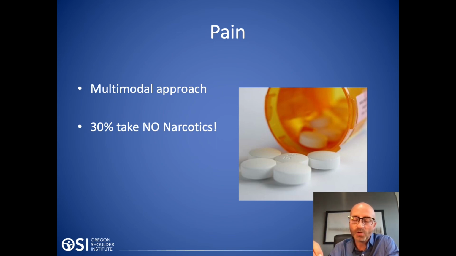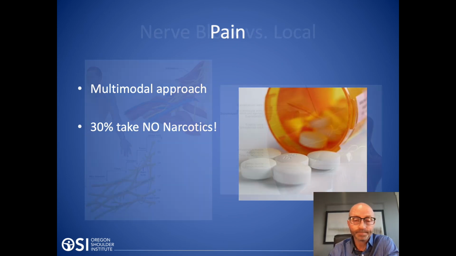I do use a multimodal approach to pain, so we use several different medications that hit pain from different pathways. By doing that, we're able to have very few of our patients need an extended amount of narcotics, and actually 30% of those will take no narcotics after a shoulder replacement. So if you're looking for narcotic-free surgery, this is actually possible with the approach that we use, and that includes medications prior to the procedure, what we do during, and then medications after the procedure.